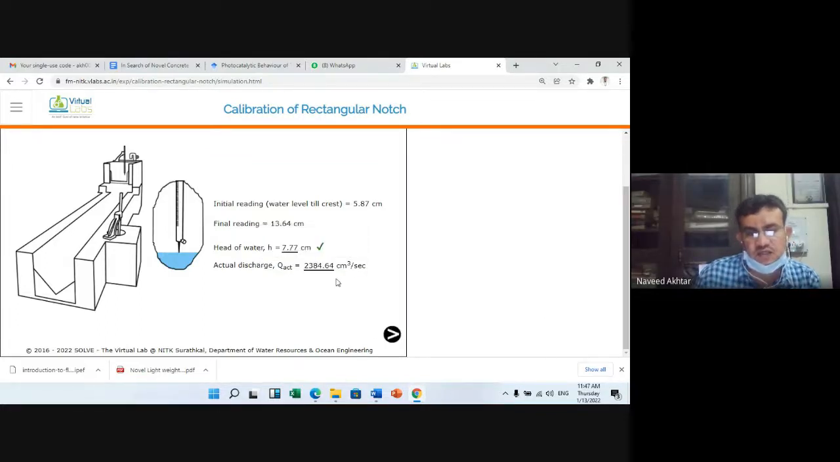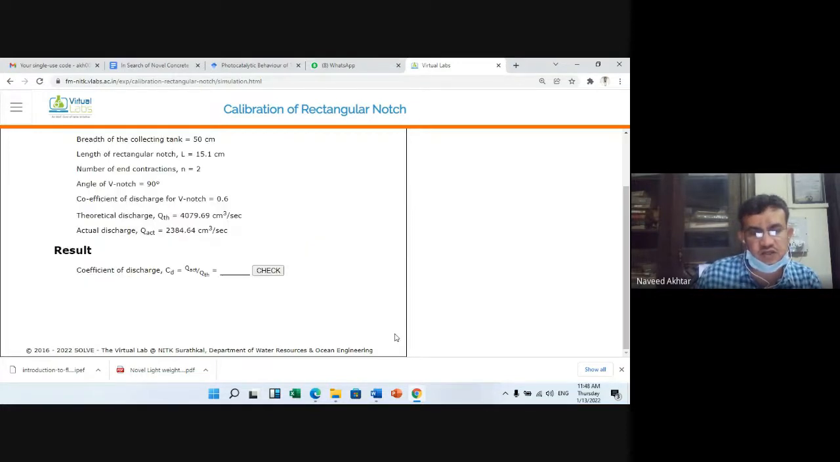Okay, it is 2384.64 centimeter cube per second. So you check your values. Write down this, you can check your values. Now next, find out the actual discharge.